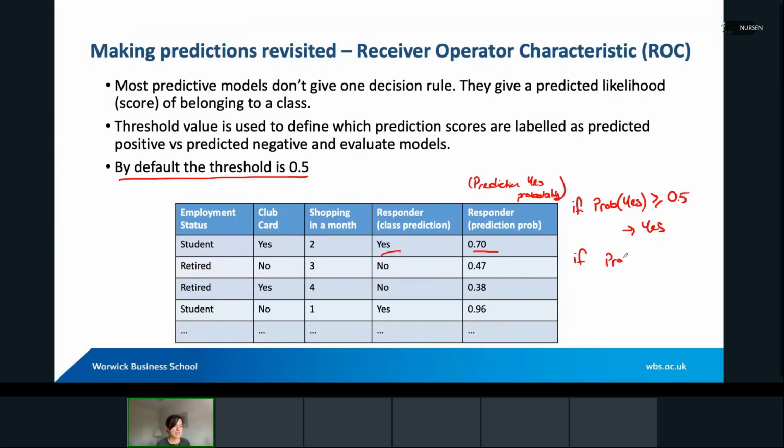If the probability of becoming a yes is less than 0.5, we predict this as a no case. So here, if you check, the probability is 0.7, we identify this as a yes. The probability is 0.47, we predict as a no. This is a no, and this is a yes case.